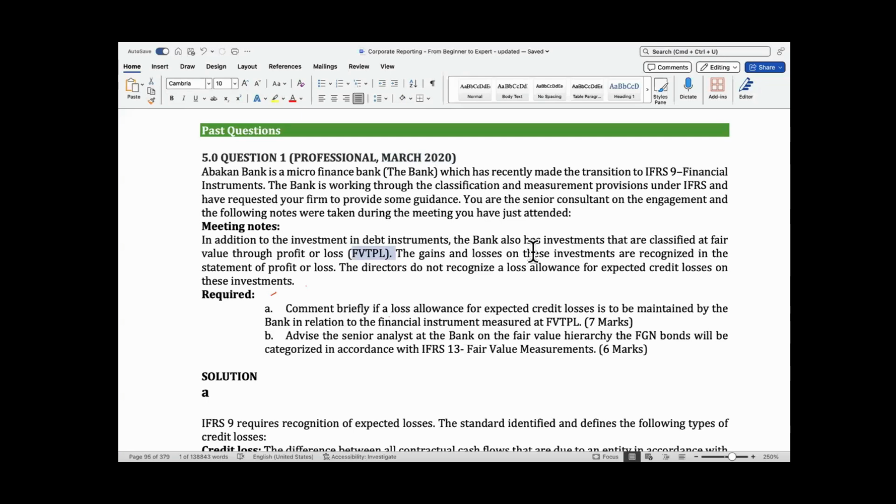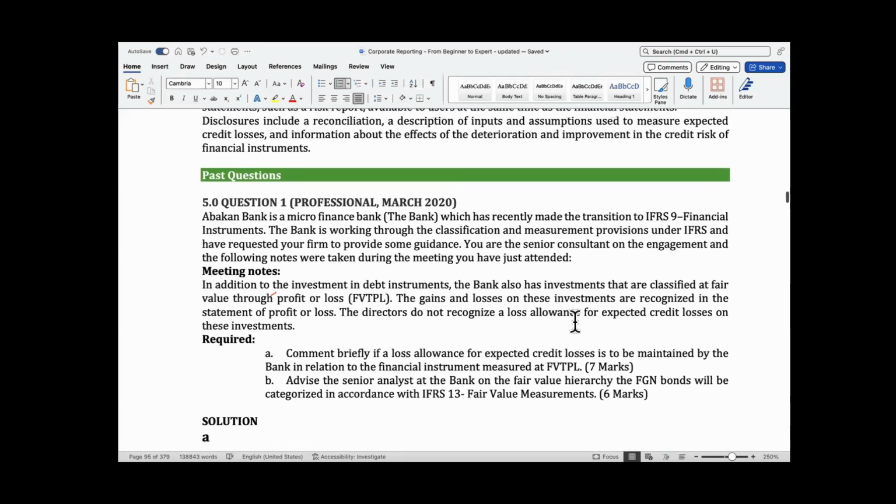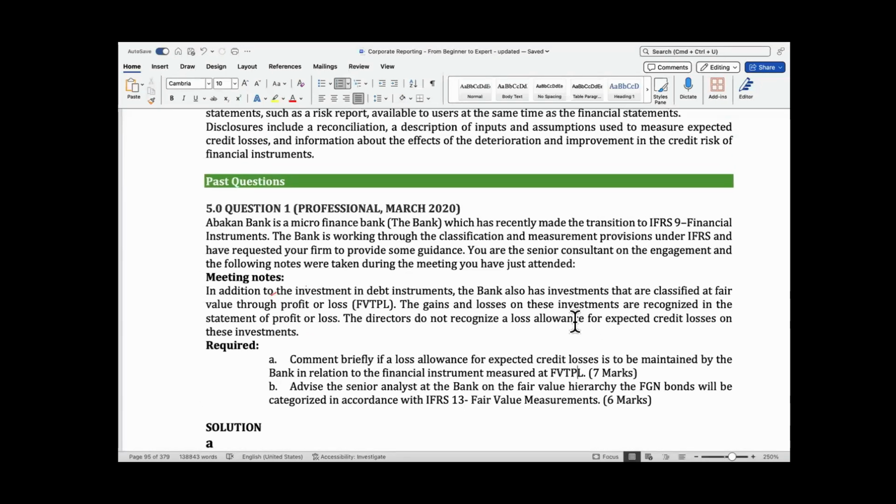The gains or losses on this investment are recognized in P&L. The directors do not recognize a loss allowance for expected credit loss on these investments. Required: comment briefly if a loss allowance for ECL is to be maintained by the bank in relation to the financial instrument measured at fair value through P&L. Based on what I've taught you, can you recognize loss allowance on this financial asset?